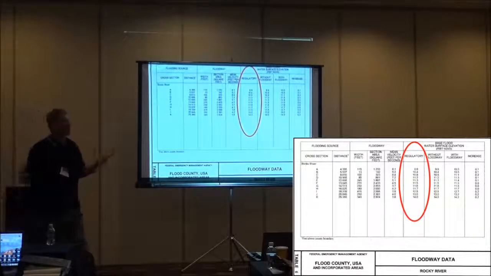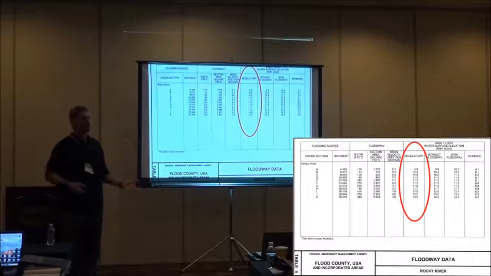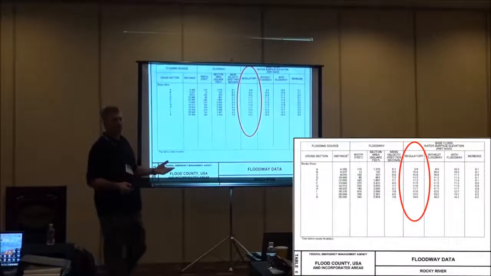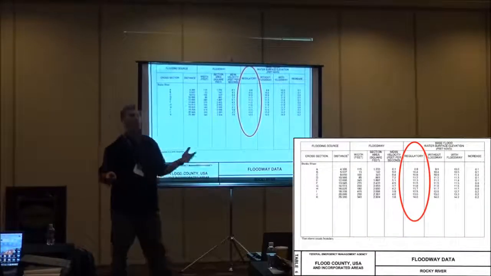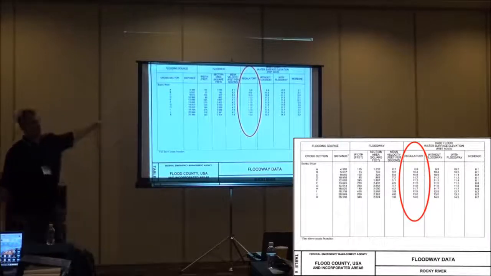But if somebody says, well, I want the regulatory number because I'm really cheap, I don't want to spend any more money on elevating the structure than I have to, what's the minimal I can build at? 9.9.